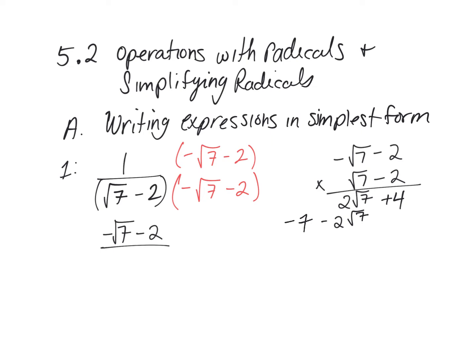And then when I combine my like terms, my square root 7s are gone, right? 2 square root 7 minus 2 square root 7 is 0. And then I have negative 7 plus 4, which equals negative 3. So my answer is this over here. Yes, you could use FOIL if you wanted instead.